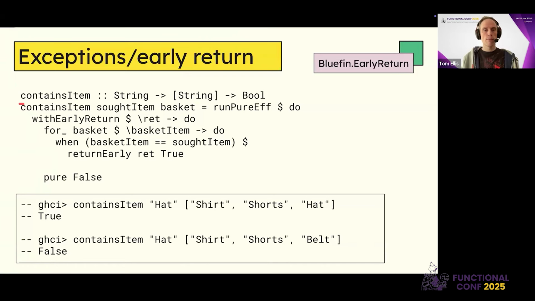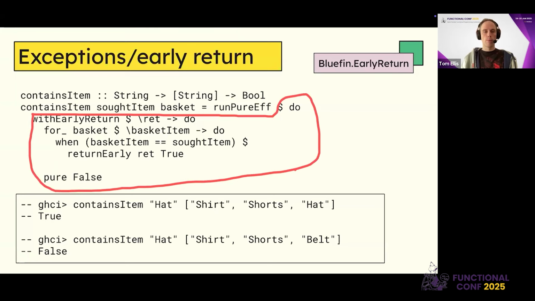This containsItem function is going to take the name of a particular item. In this case, we're looking at items of clothing. And we're going to see if it exists within this basket of items of clothing. So we're going to search for what's called sought item within the basket. And if sought item exists in the basket, we're going to return true. And if it doesn't exist in the basket, then we're going to return false. So again, the top level is this runPure thing, but where the job is done is everything beneath the runPure. So it's this block of code here.